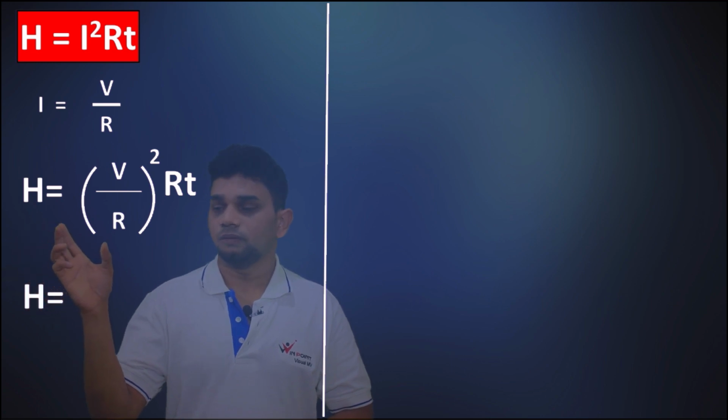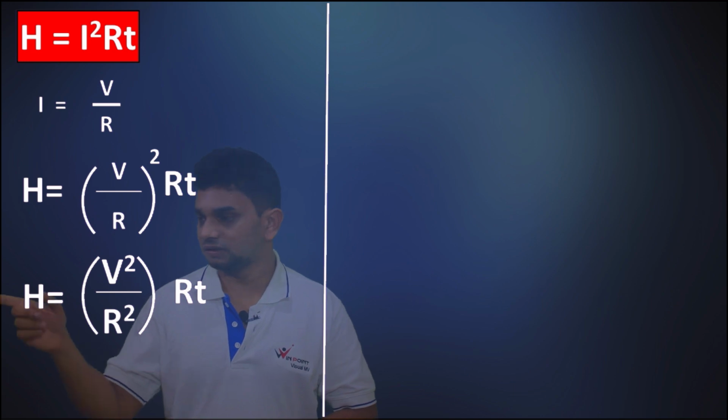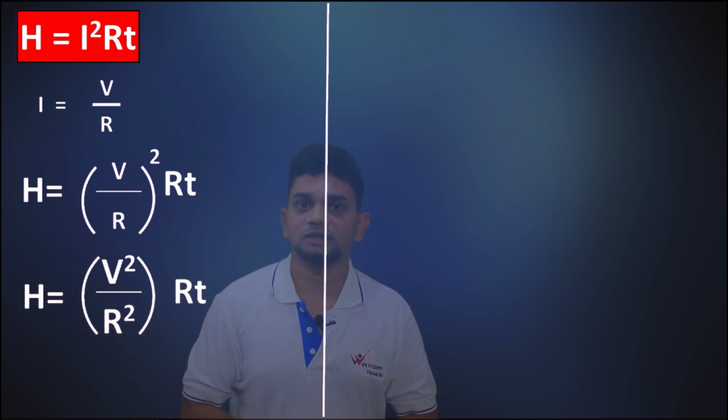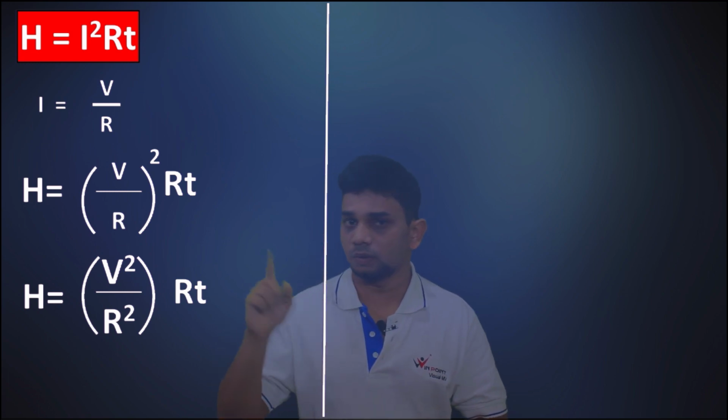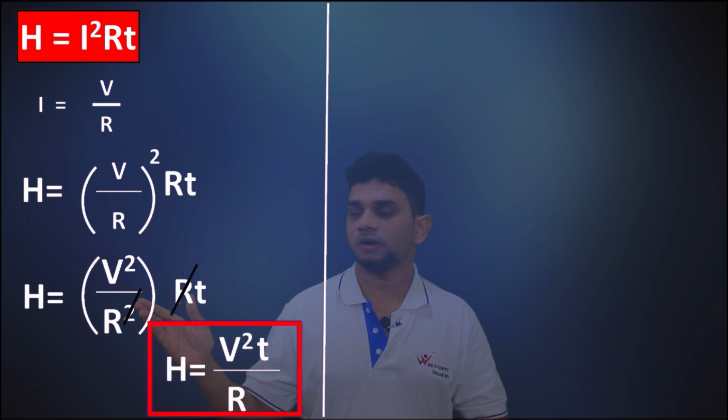H equal to V square by R square into RT. Is there any term to cancel here? Yes, the R square and R will cancel each other. R square means there are two R, so one R and this R will cancel each other. It will be V square T by R.